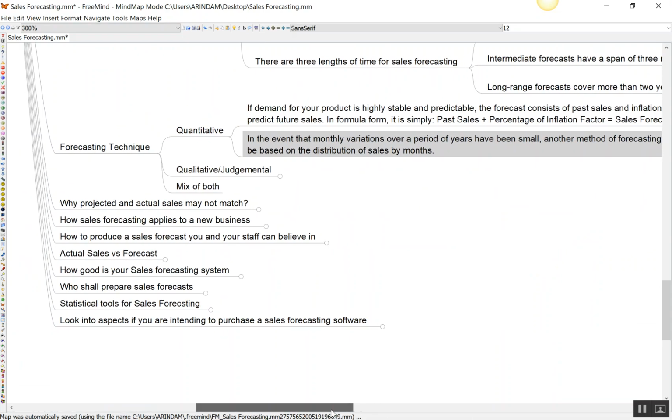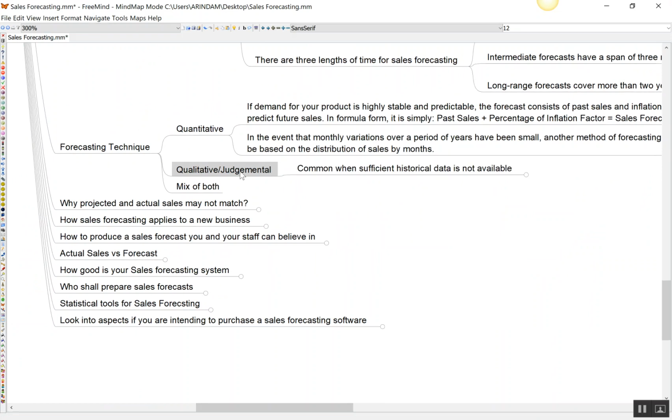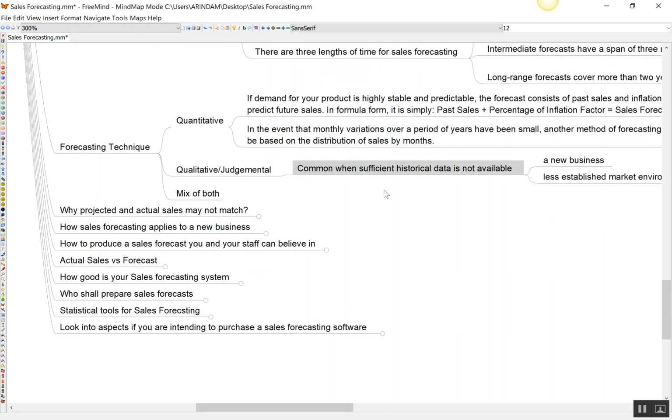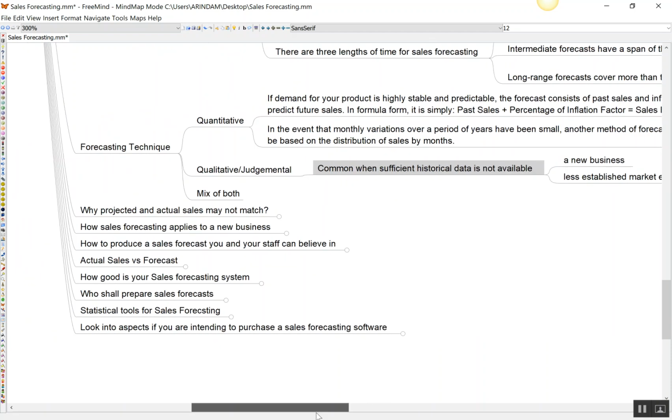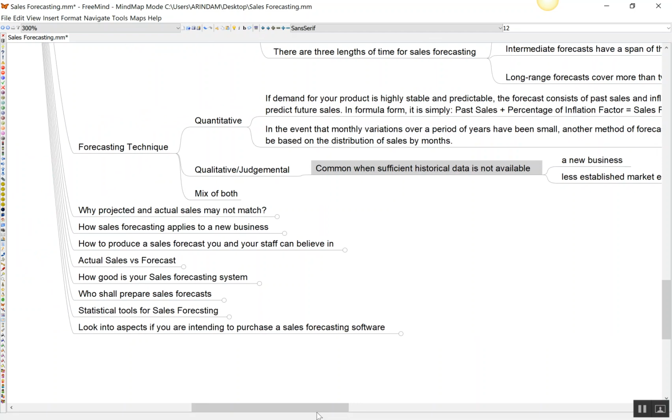So now let us look into the other methods of forecasting. The other one is called the qualitative or the judgmental method. It is common when sufficient historical data is not available. In cases where it's a new business or a less established market environment, one has to really fall back on a qualitative or judgmental basis. One has to do a certain level of forecasting. In certain cases, both quantitative and qualitative aspects are taken into account to undertake a proper forecasting exercise, which is called the mix of both.